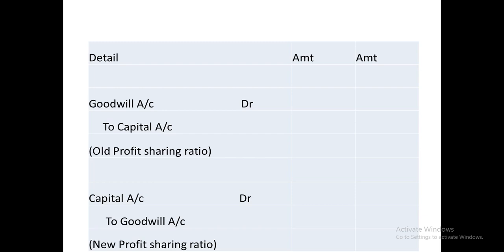And the next entry is capital accounts debited to goodwill account. This will be done in the new profit sharing ratio. So if we had two partners and now a new partner is coming, we'll have three partners' names appear here. I'll show you exactly how we can do this.